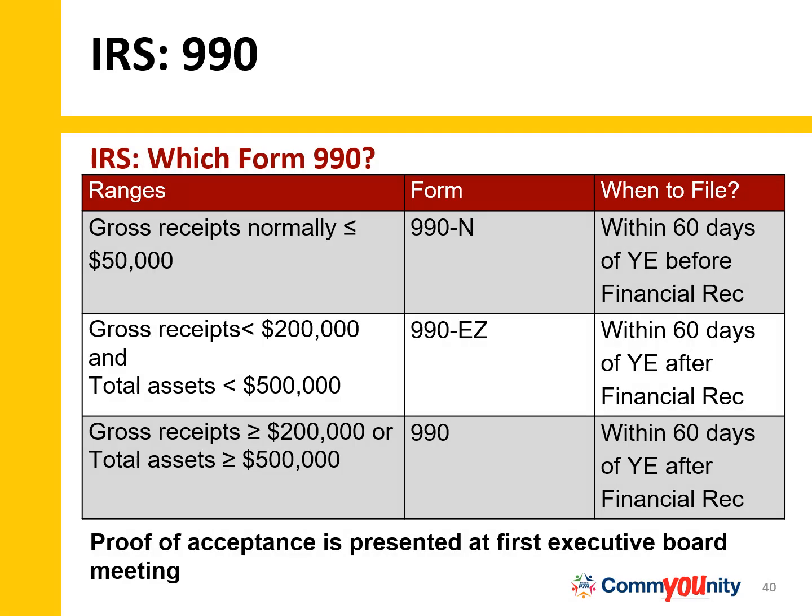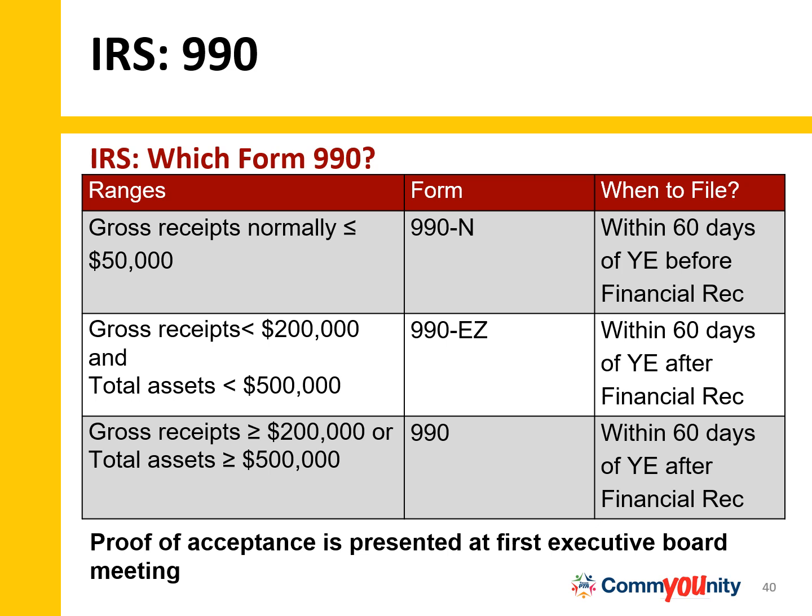All PTAs are required to electronically file one of the following IRS 990 returns. 990N, very simple to complete. Gross receipts normally are $50,000 or less. 990EZ, gross receipts are less than $200,000 and total assets are less than $500,000. 990, gross receipts are greater than $200,000 or total assets are more than $500,000.